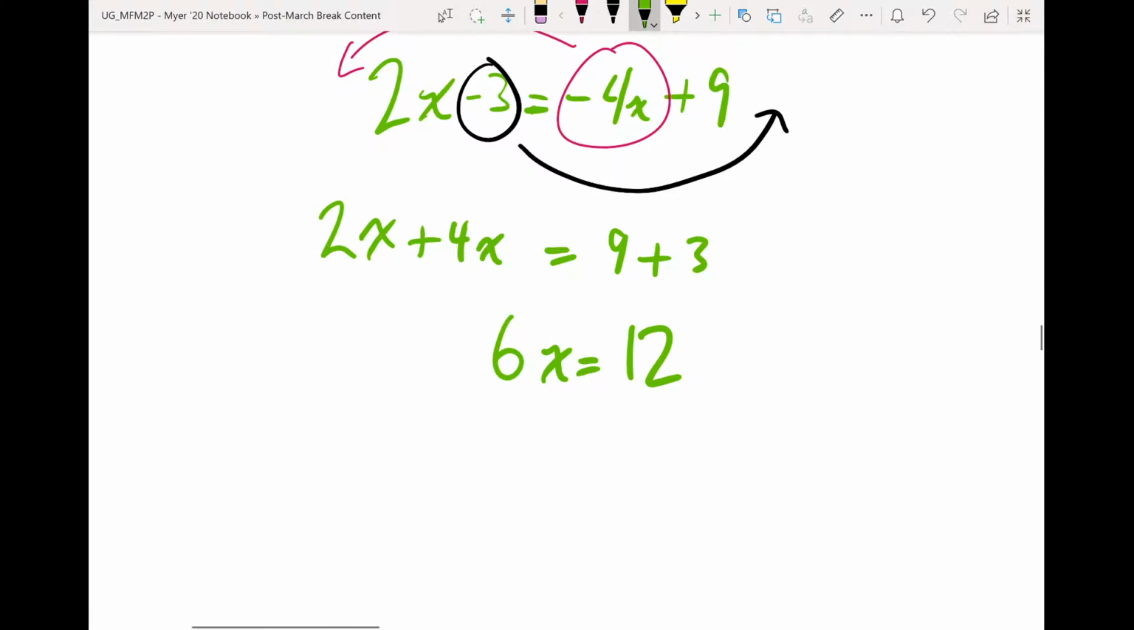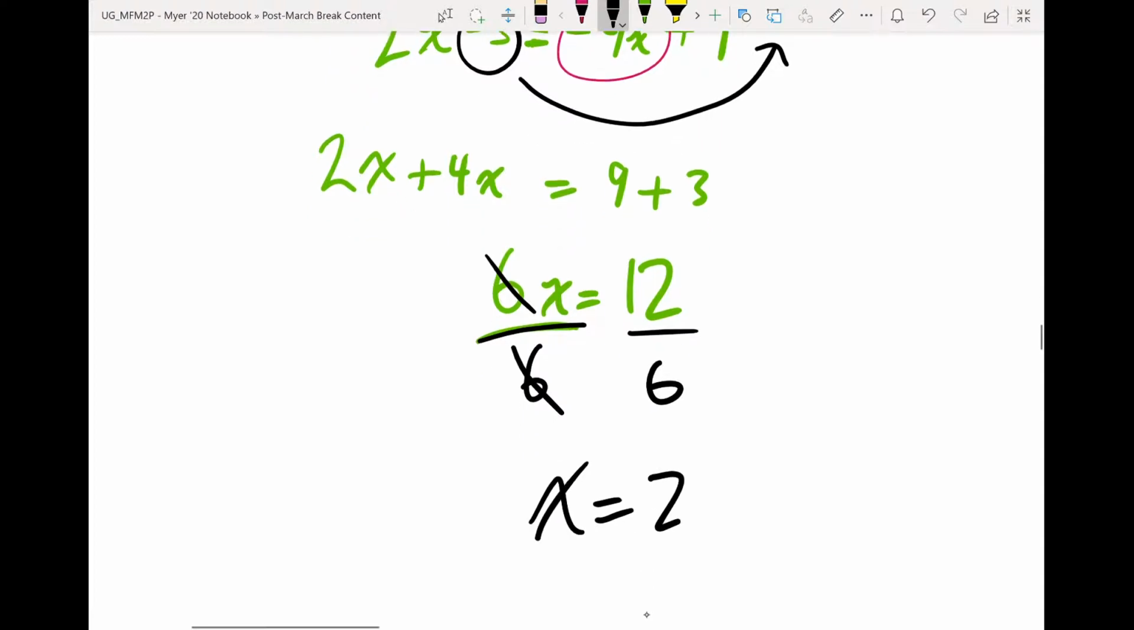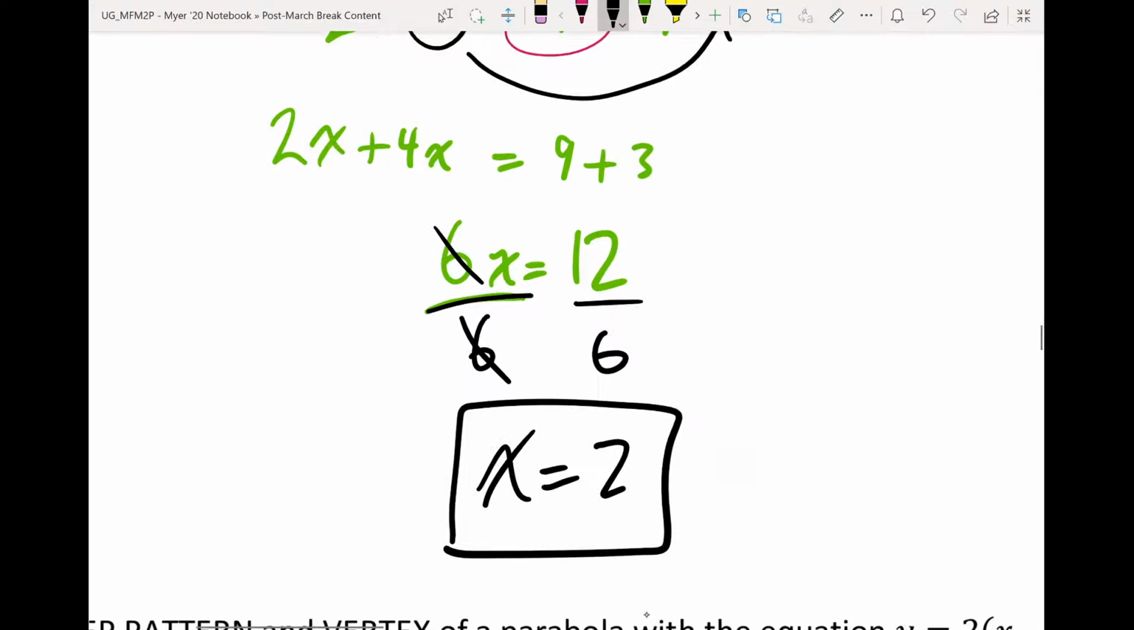And once we're at this step, we just have to get rid of the coefficient, the number beside the x value, the variable. So we're going to divide by that. And whatever we do to one side, we must do to the other side. And we end up with x equals 2, because 12 divided by 6 is 2.